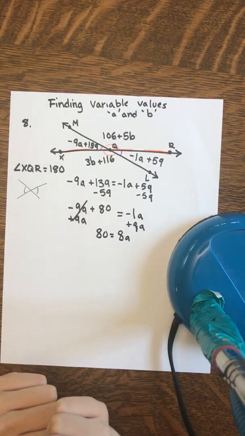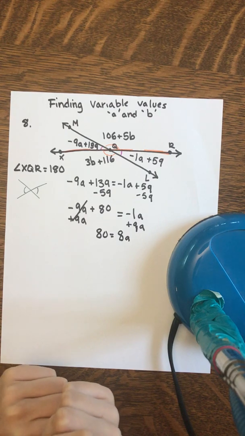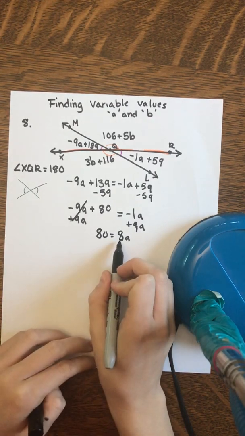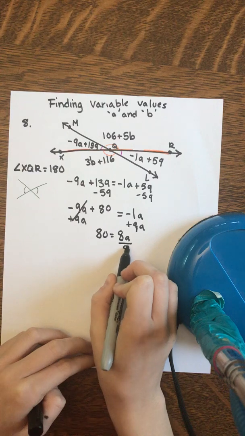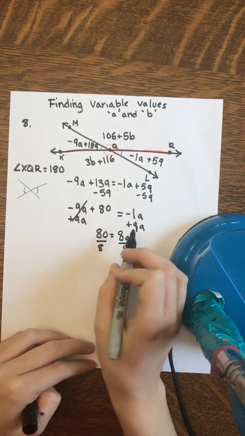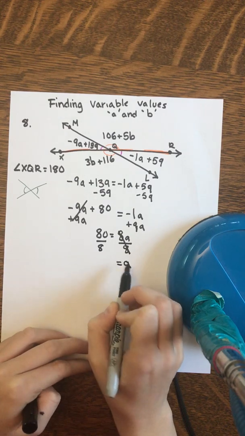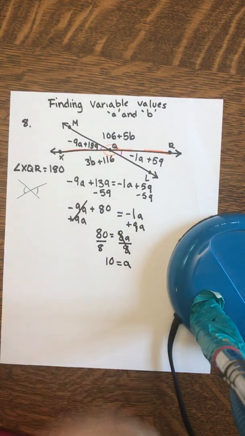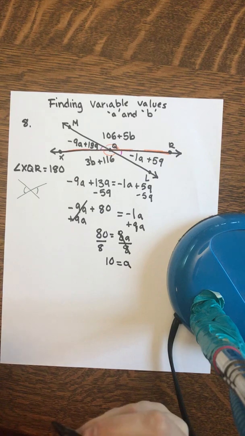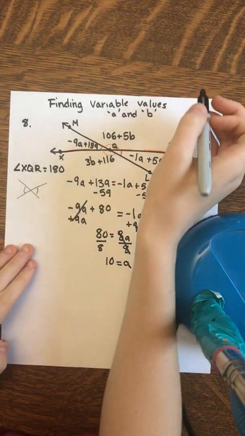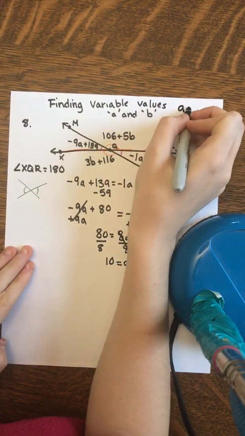Last but not least, I need to divide by 8 because that's the opposite of multiplying by 8, and I will get just a. I divide by 8 on one side and I divide by 8 on the other. 8 divided by 8 is 1, so I get a. 80 divided by 8 is 10. So I solve for a. And this is really beneficial because I will need it to solve for b. So I'm going to put my a value right up here. A equals 10.